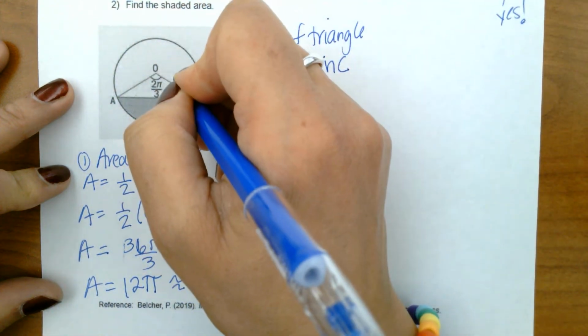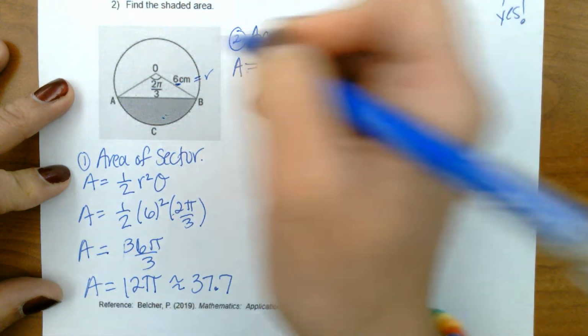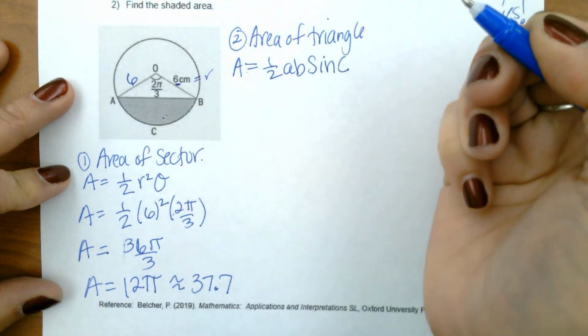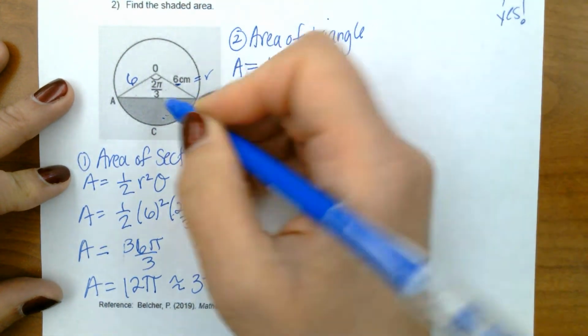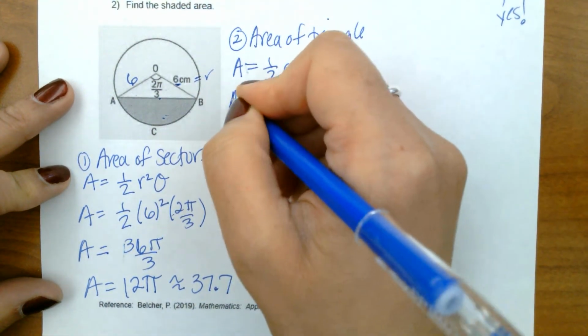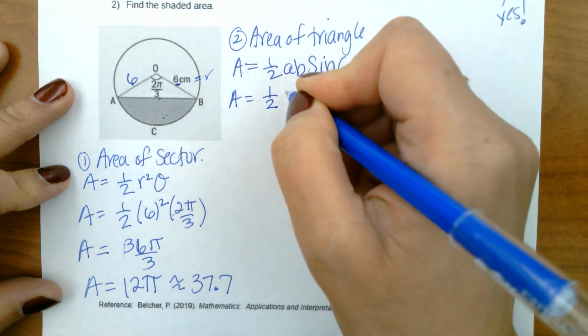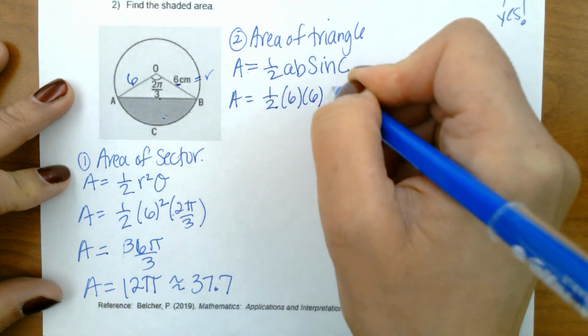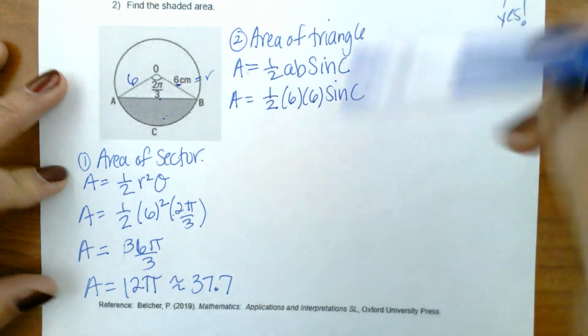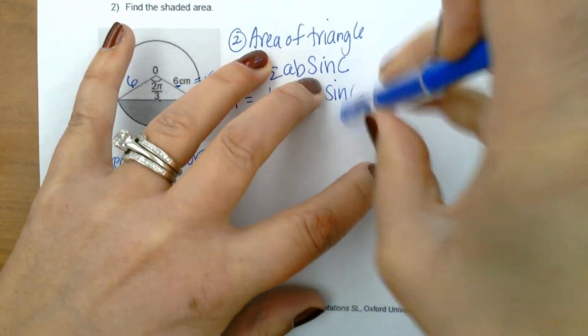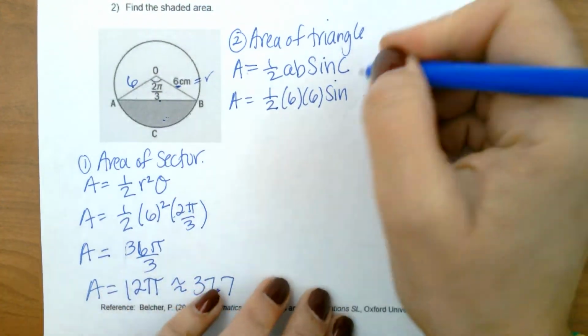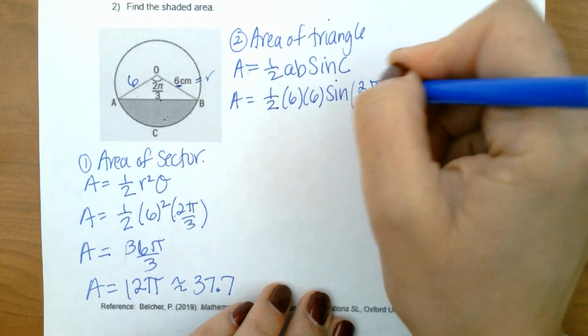And so we need two sides. We have 6, and this is 6, because remember, it's a radius, and they're all equal. And we have the angle. So we can put this in. Area equals 1/2 times 6 times 6 times sine C. Nope, sine of, we have C. Hold up, everybody, don't write. We have C, that's 2 pi over 3.